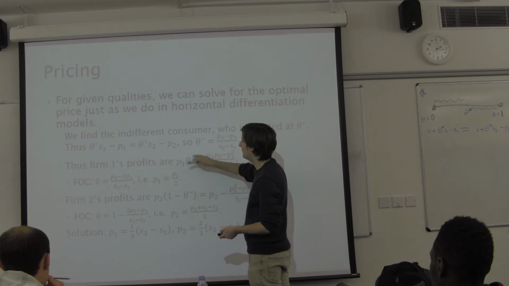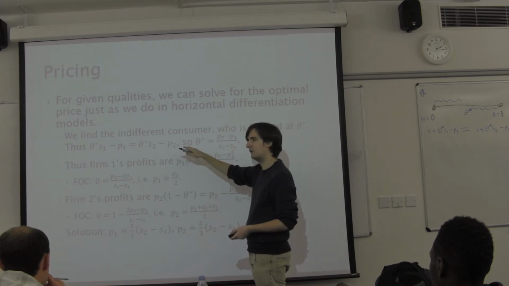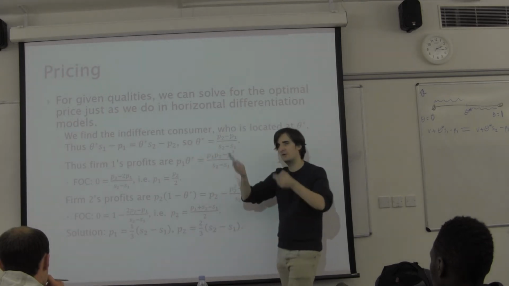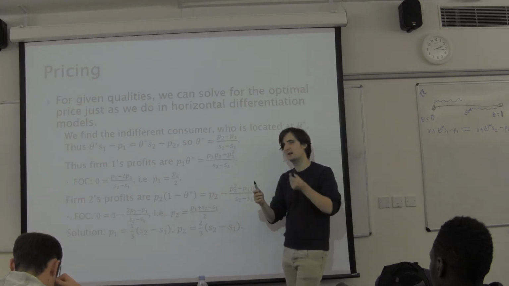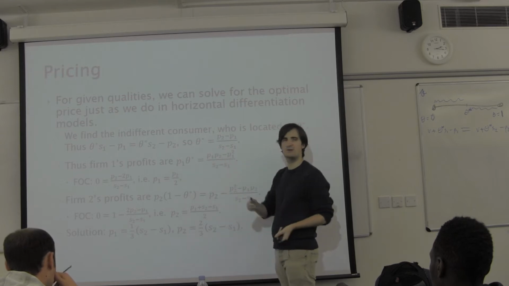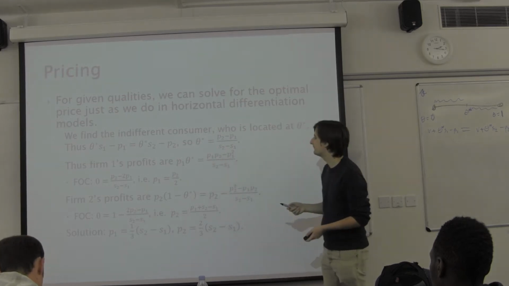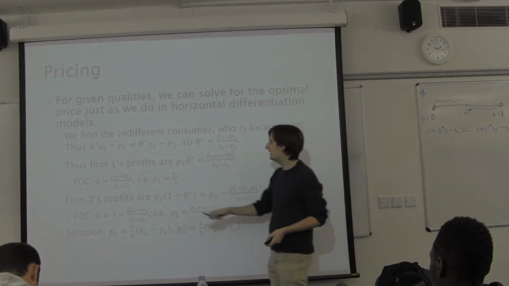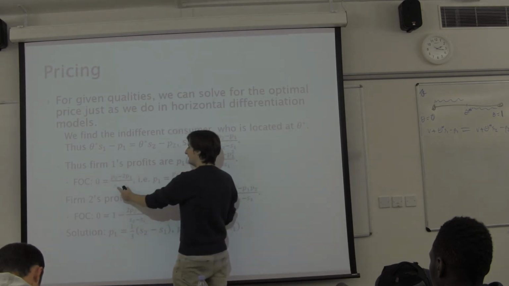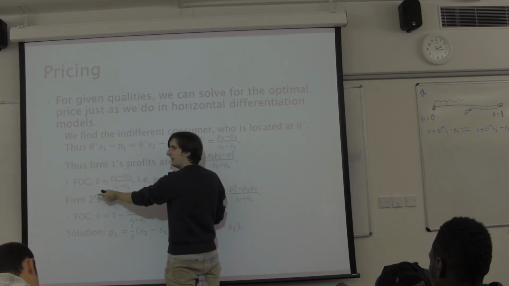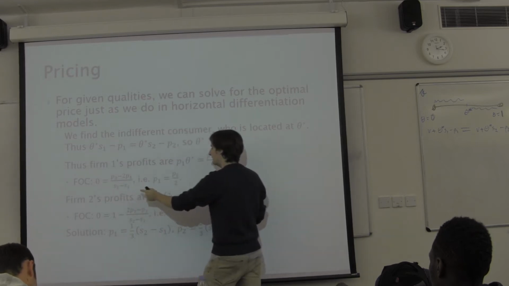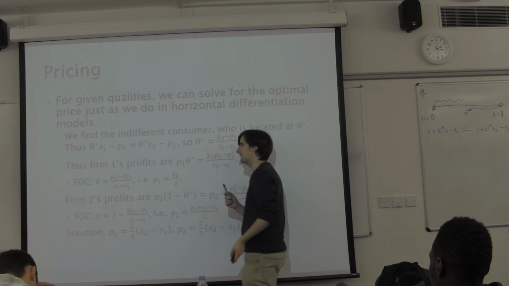So later on we'll think about these qualities being endogenous. Maybe we'll think about firms choosing what qualities to produce, but then it'll be a multi-stage game. So at this point in the game, the firms are just choosing what price to set. And then you can simplify this expression. You've got S2 minus S1, multiply both sides by that, it just disappears. So P1 must be equal to P2 over 2.